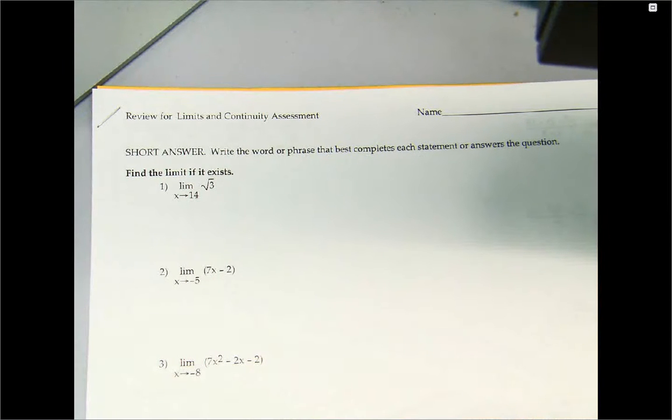This is a fair representation of the number of questions that will be on the test and what you'll be asked to do. It won't be the same, but it'll be very similar.